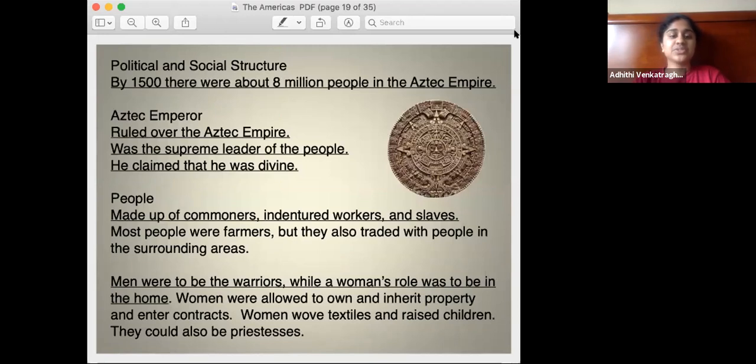As for political and social structure, by 1500, there were around 8 million people in the Aztec Empire. The Aztec emperor ruled over the Aztec Empire, and he was considered a supreme leader, claimed to be divine, and the people were made up of commoners, indentured workers, and slaves. Many people were farmers, but also traded, and men were warriors, while a woman's role was to be in the home. They were allowed to inherit property, enter contracts, and they wove textiles and raised children. They could also be priestesses or holy people.